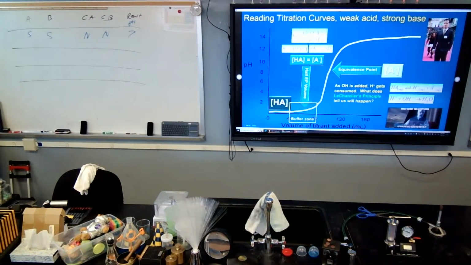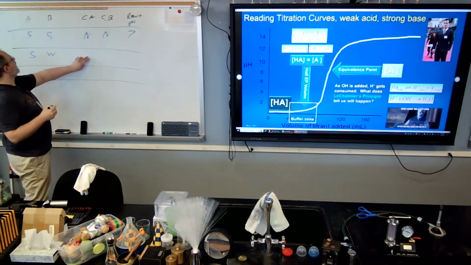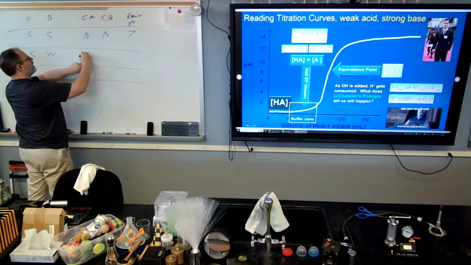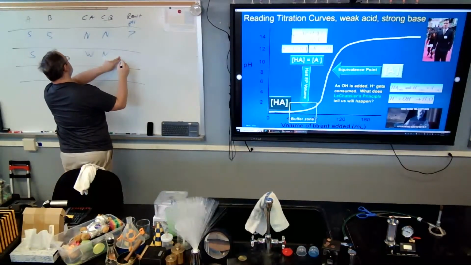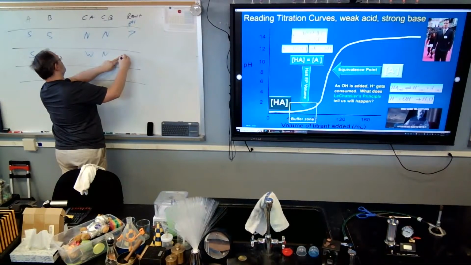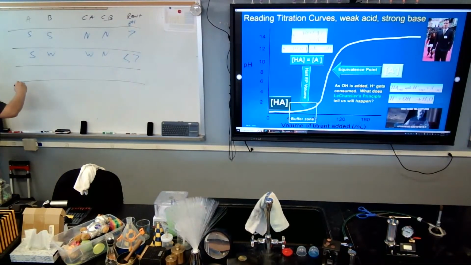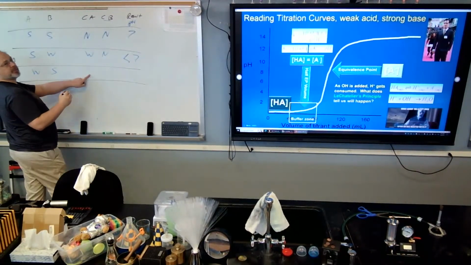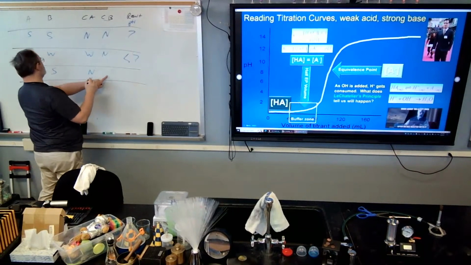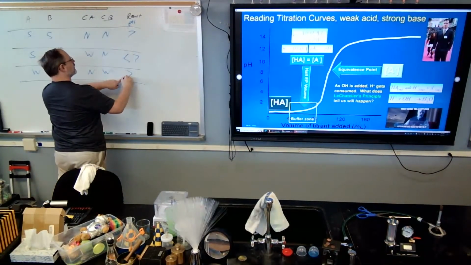Are we cool with this? If the acid is strong and the base is weak, then the conjugate acid will be weak, and the conjugate base will be negligible, and the pH will be less than 7. Great. If the acid is weak and the base is strong, then the conjugate acid is going to be negligible, the conjugate base is going to be weak, and the pH will be greater than 7.